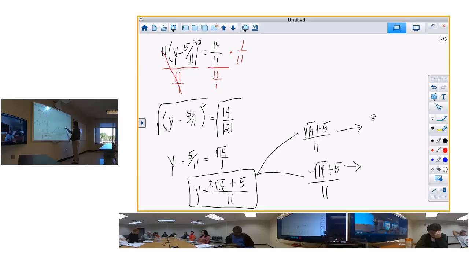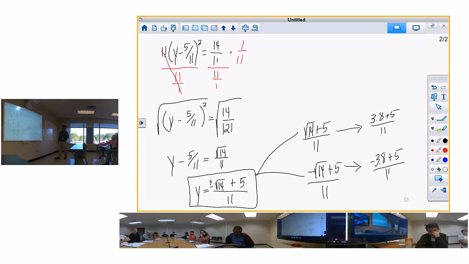So 3.8 plus 5 over 11, negative 3.8 plus 5 over 11. What's 3.80 plus 5? That's 8.80. 8.80 divided by 11. Well, it's going to be 0.8, isn't it? Because 88 divided by 11 is 8. So you divide $8.80 by 11 people. Each one of them is going to get less than $1. So that's going to be 0.8.